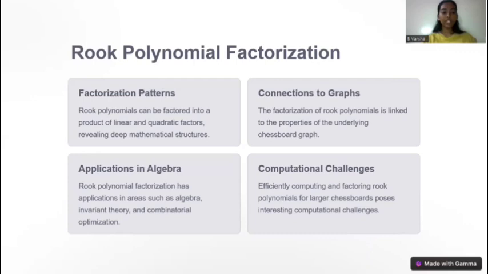Third is application in algebra. Rook polynomial factorization has applications in areas such as algebra, invariant theory, and combinatorial optimization. Fourth is computational challenges. Efficient computation and factorizing of rook polynomials for large chessboards poses interesting computational challenges.